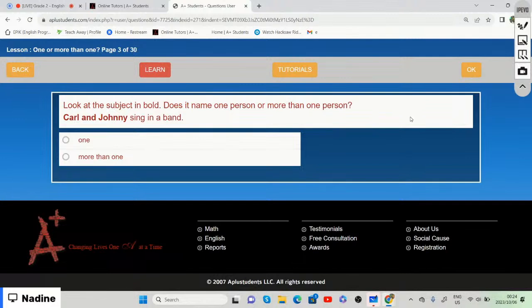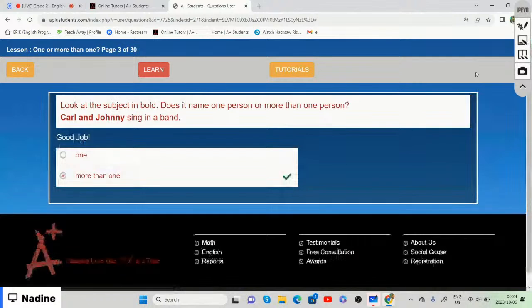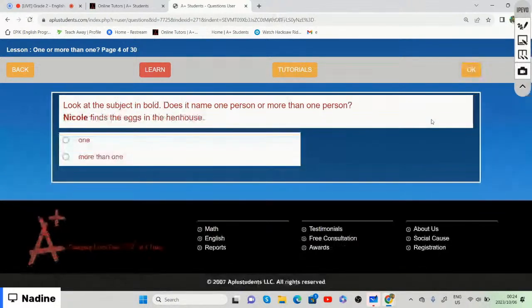So Carl and Johnny, they sing in a band. We need to say if Carl and Johnny is one person or if it is more than one person. And we can say Carl and Johnny, they are more than one. So it's more than one.